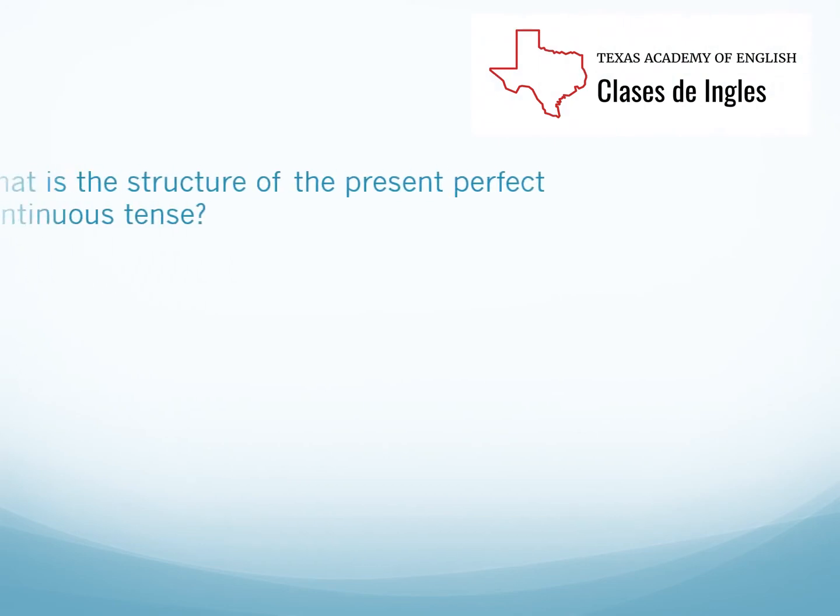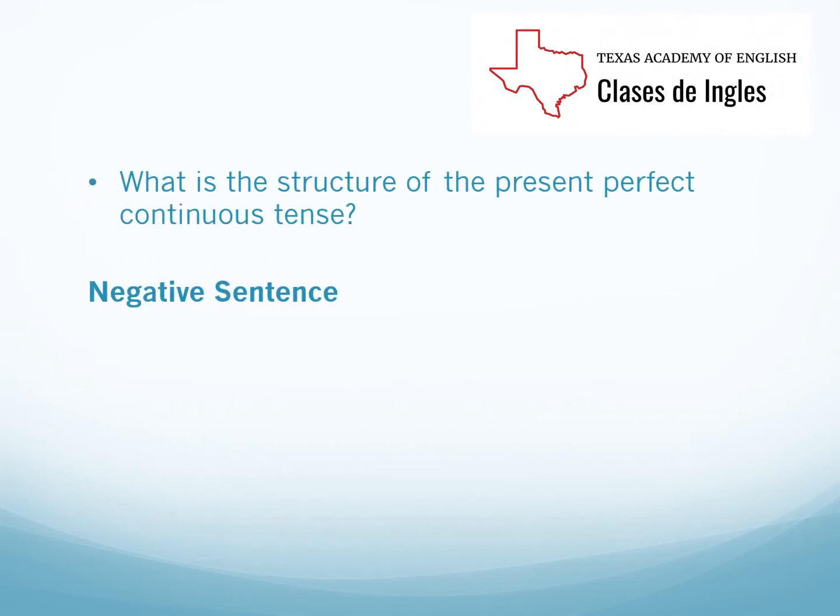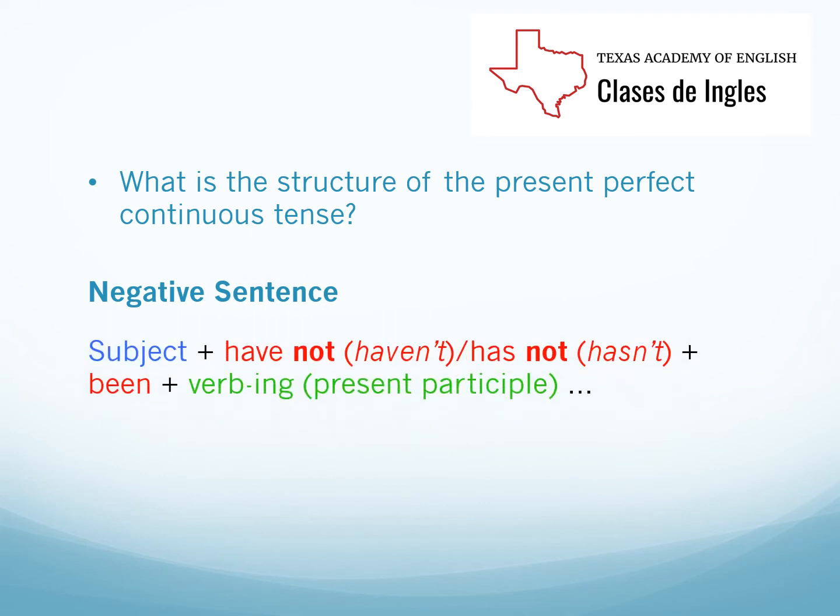Now, the negative sentence structure is constructed very much the same. So you'll see the subject, and then the verb have, plus the word not, which is the negation, or haven't. We can use that as a contraction, or has not, or hasn't, again the contracted form, plus been, plus the present participle, which is the verb ending in ing. So using the same sentence, we have not been learning English.